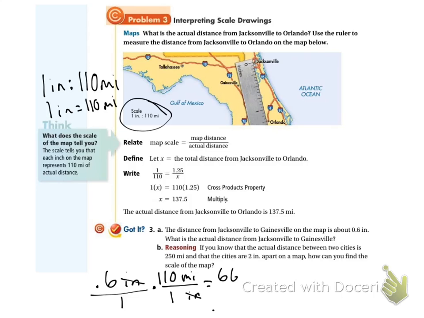Multiply straight across. I get 660 over 1. So this is 660 miles. Oops, not 660. This is 0.6. Sorry. That's 66 miles. There we go. 66 miles. Forgot about my point there.